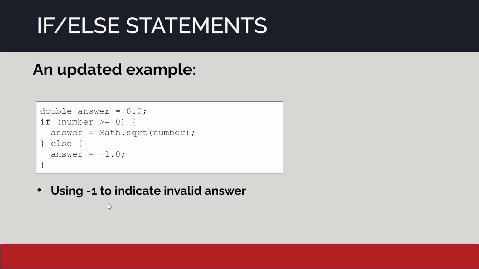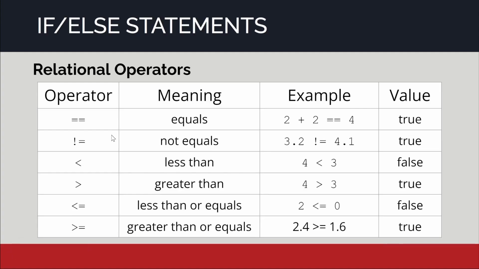Okay, greater than or equal to is an operator that we're using in this case, if the number is greater than or equal to 0. There are a lot of operators that we can use in these mathematical statements, or in these if statements. We can use equals equals, which we've already talked about, not equals, which is an exclamation point and then an equals, less than, greater than, and then less than or equal to, or greater than or equal to. And you can see some examples of statements that are using those operators and what their values would be.